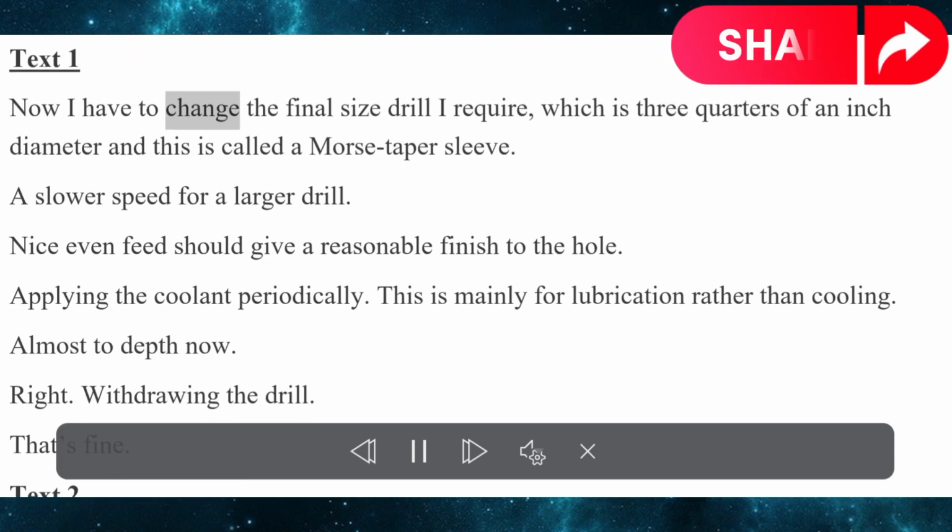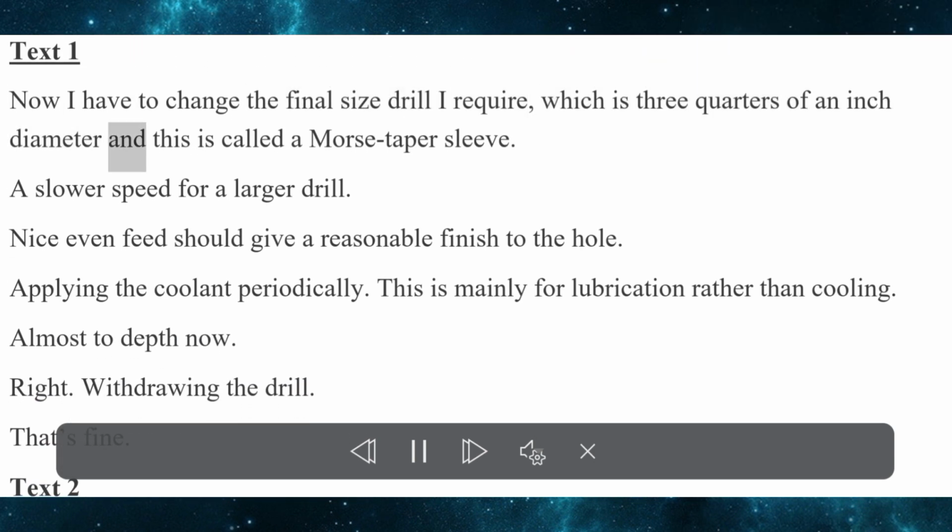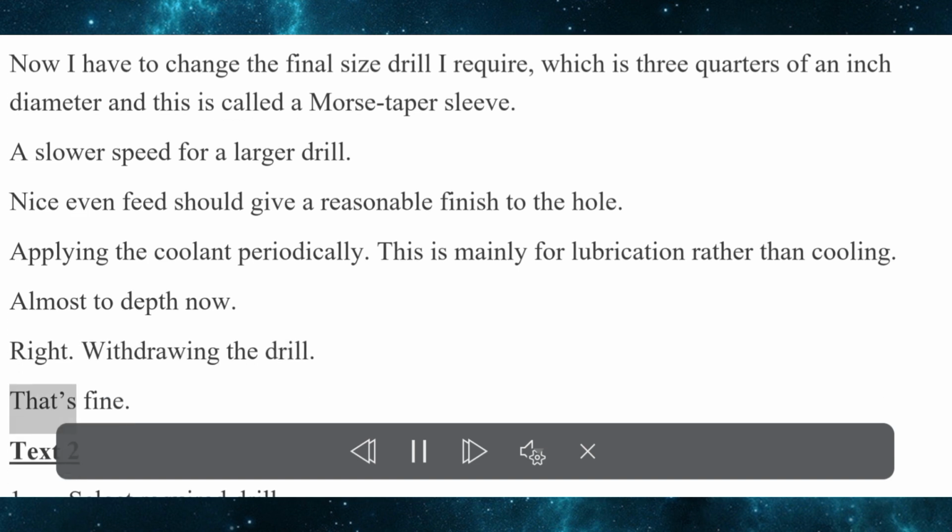Now I have to change the final size drill I require, which is 3/4 of an inch diameter, and this is called a Morse taper sleeve. A slower speed for a larger drill. Nice even feed should give a reasonable finish to the hole. Applying the coolant periodically. This is mainly for lubrication rather than cooling. Almost to depth now. Right. Withdrawing the drill. That's fine.